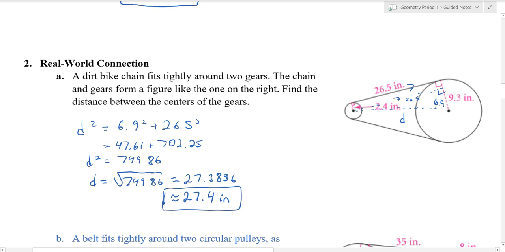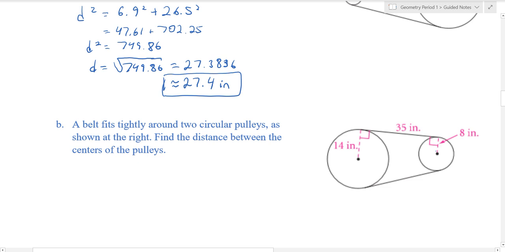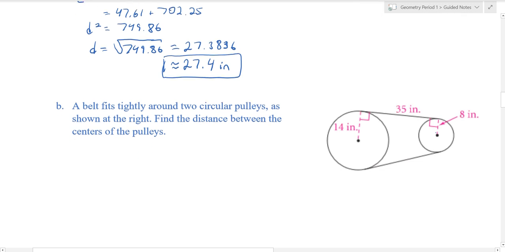All right. Now let's take a look at the problem you're going to be working on. Part B. As soon as I finish reading it, pause the video and see if you can get the same answer that I will be getting. And it goes, a belt fits tightly around two circular pulleys as shown in the diagram at the right. Find the distance between the centers of the pulleys. Good luck.